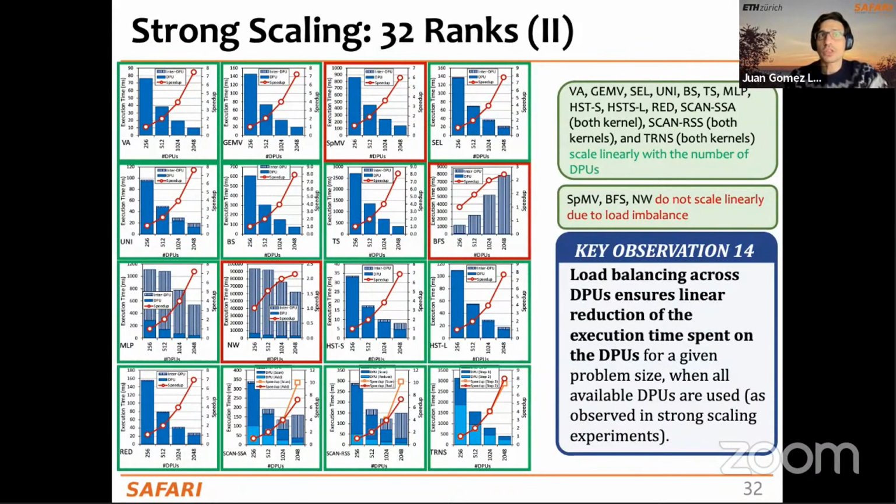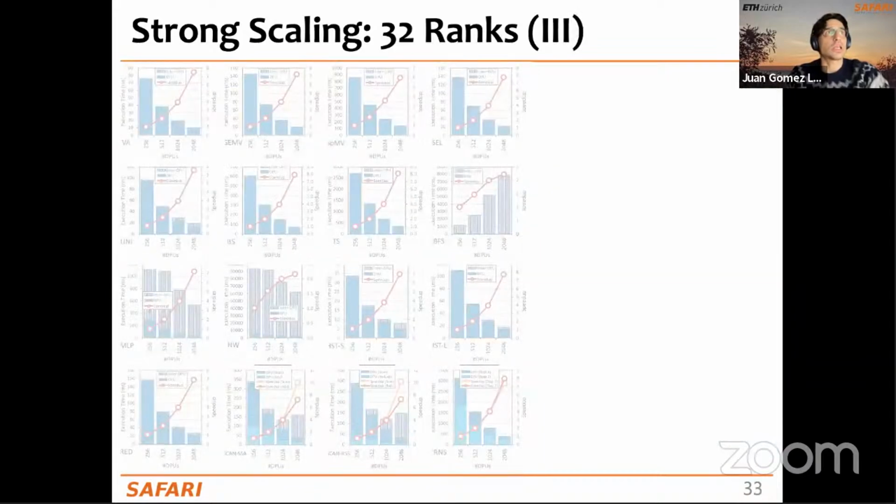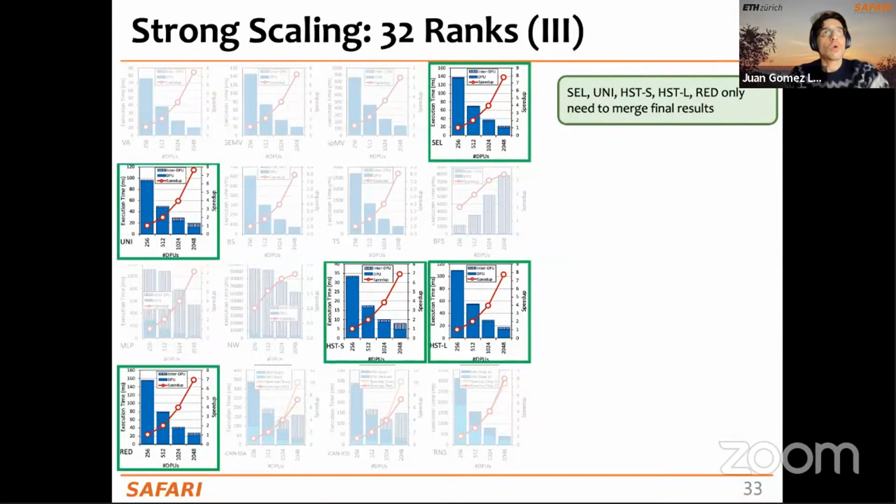So the key observation here is that load balancing across DPUs ensures linear reduction of the execution time spent on the DPUs. So as long as possible, if we are able to achieve load balancing, as we have obtained in 13 of the 16 benchmarks, it's better to use the largest possible number of DPUs, and we can expect linear scaling. Some more observations here: some of the benchmarks don't need any sort of merging of final results.